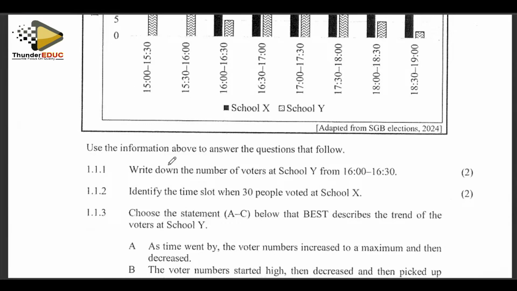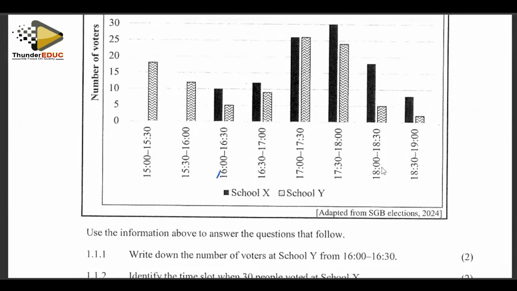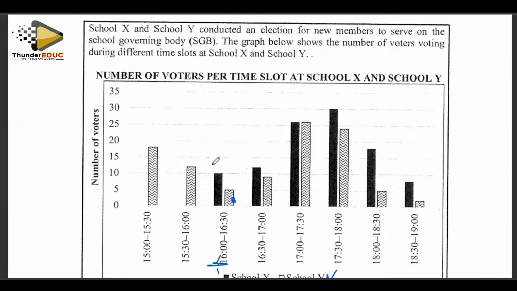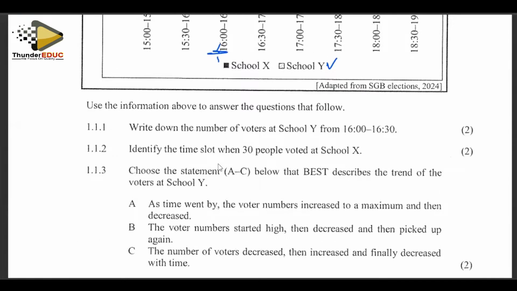Write down the number of voters at school Y from 16:00 to 16:30. So we come here, we look at this. That's the first, and we are looking at Y. Y is this other one here. So these were 5 voters. So here the answer is supposed to be what?